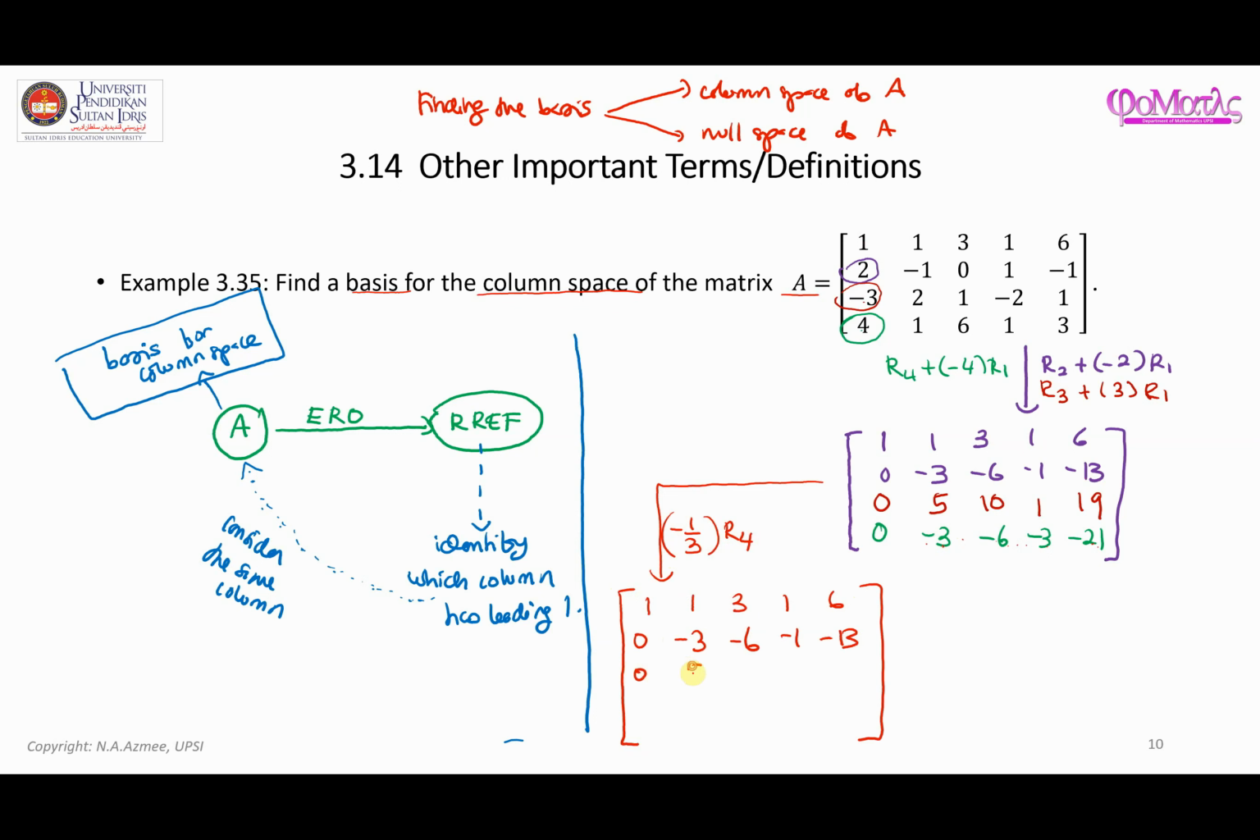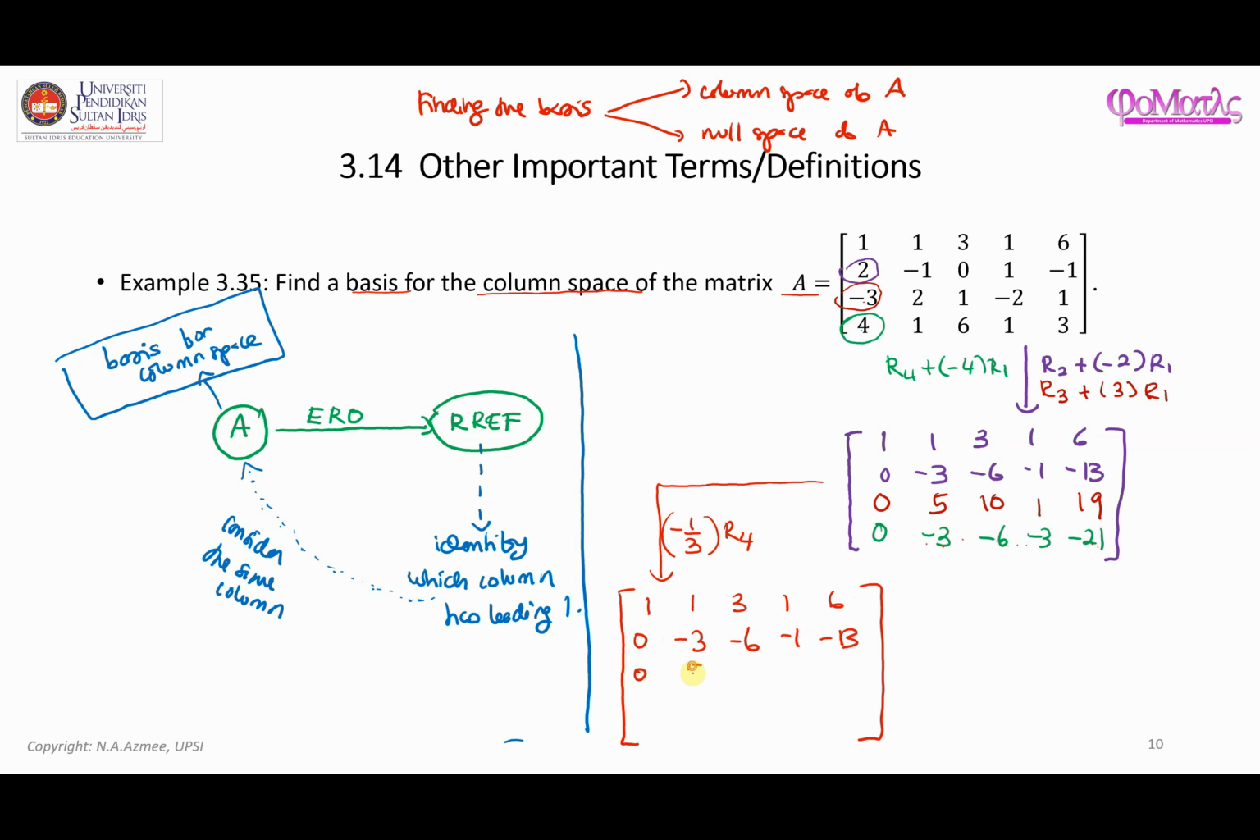So here it will be 0, 1, 2, 1, 7, and at the bottom is 0, -2, -6, -1, -13. Okay, so that's the result.